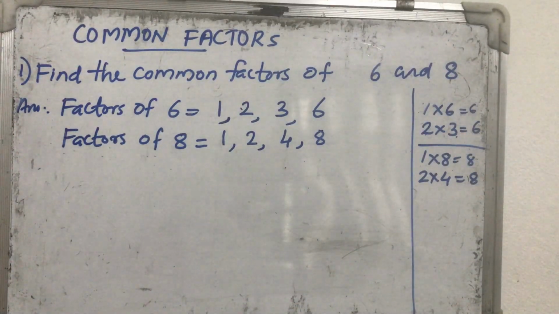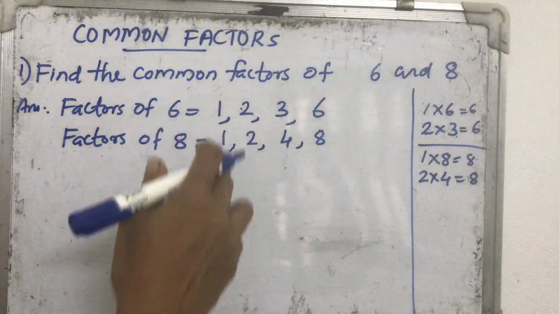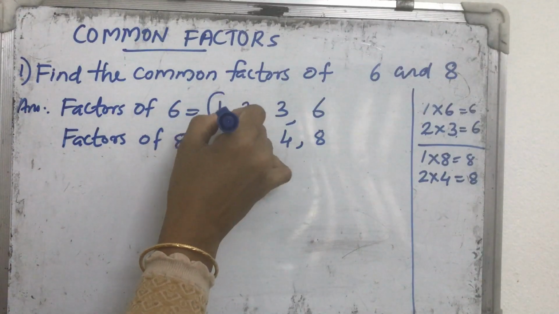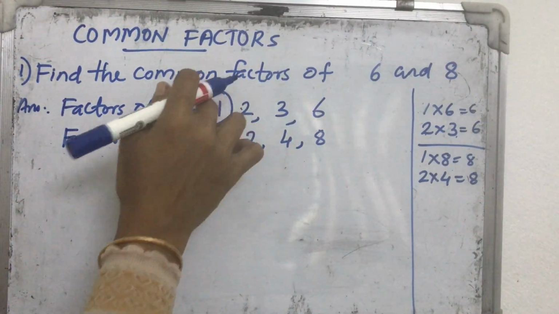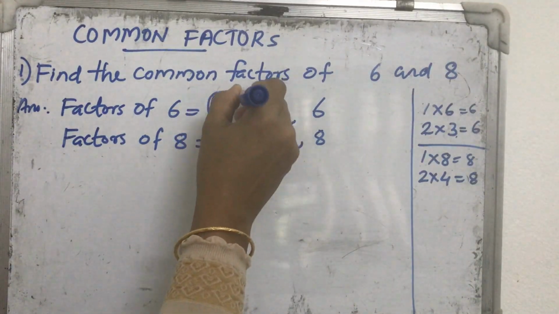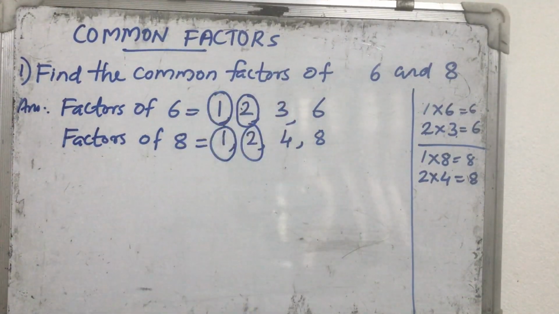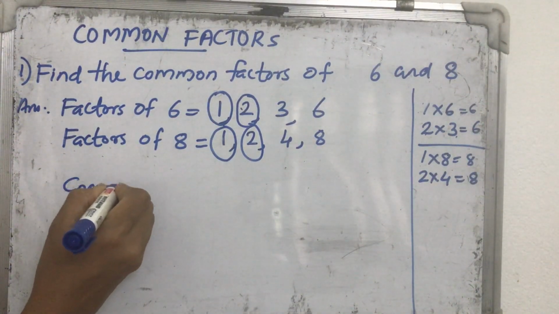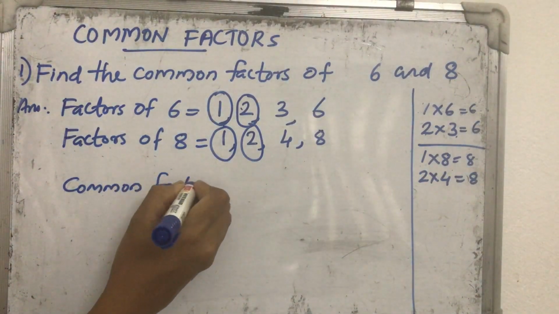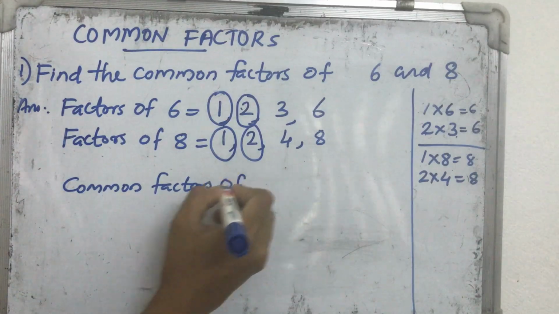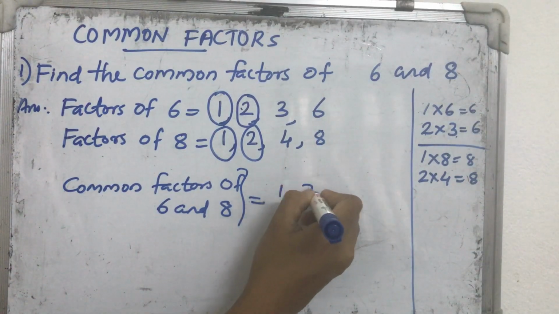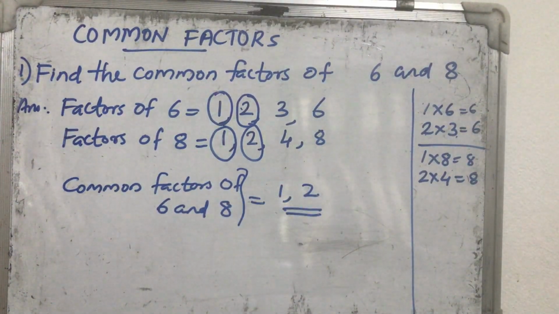So here which are the common factors in both? Which factors are common in both? So that we can circle here: 1 is the same number in both factors, and another number also, 2 also common. Okay, those common factors we circle. Then after that we can write, common factors of 6 and 8 equal. Which are the numbers? 1 and 2. Okay, this is the method of finding common factors of given numbers.